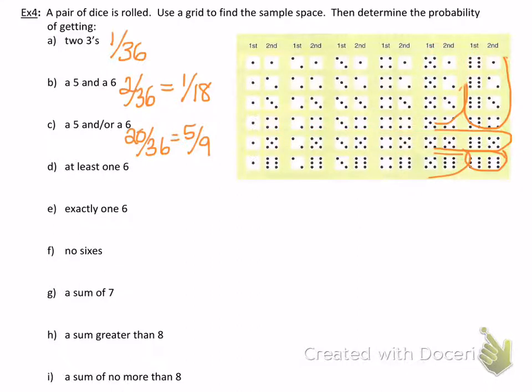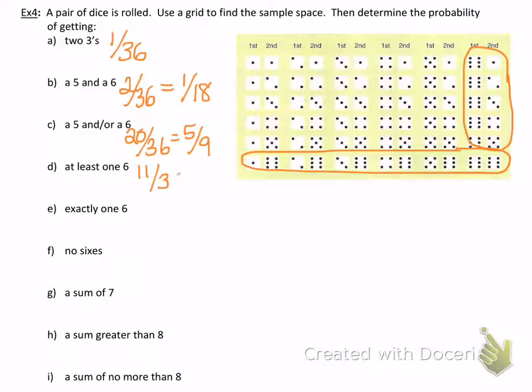Now if we want at least one 6, these are all the 6s, and I can also circle 2 because it's at least 1. And then we also want these right here. I'm not going to overlap so I don't count the same roll twice. This gives me 11 out of 36. And if you want exactly one 6, I'm just going to erase this option down here because it's 2 sixes. Then I have 10 out of 36, which simplifies to 5/18.